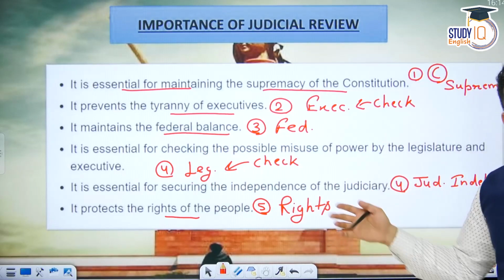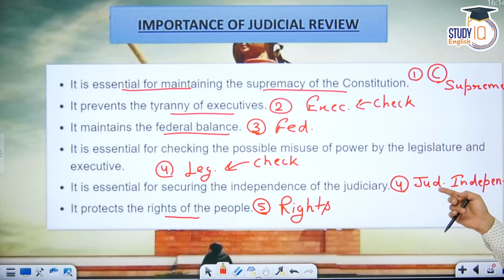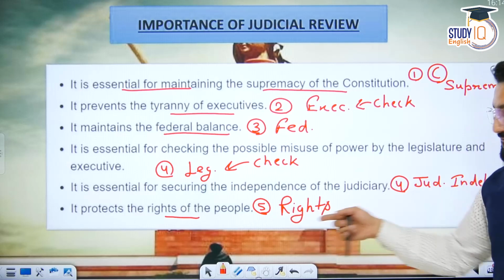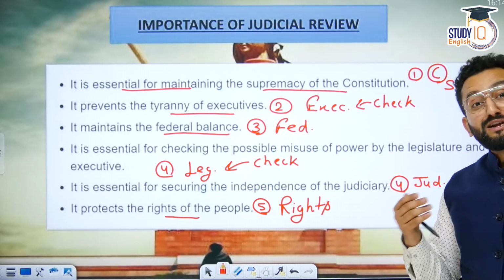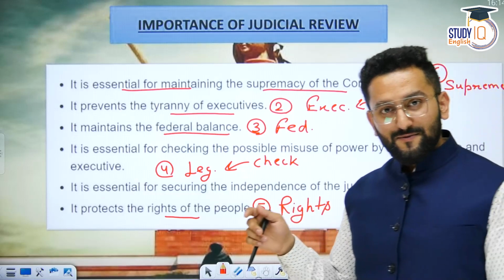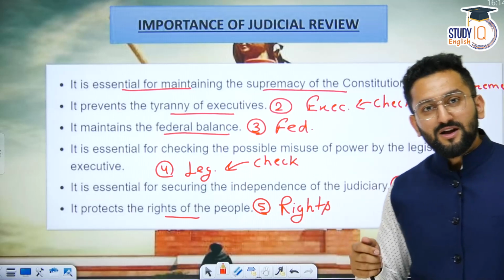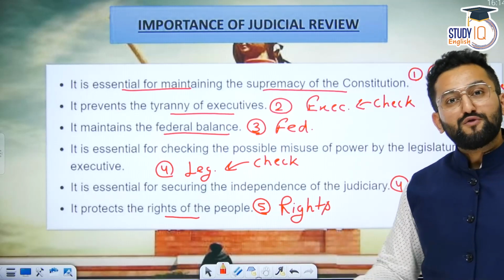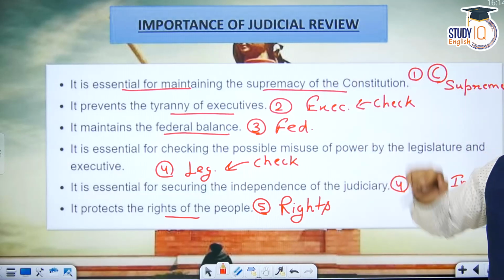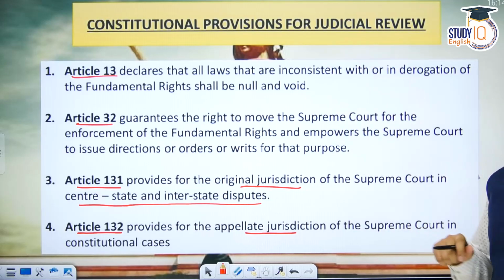Now, it is essential to keep a check on the legislature, as we discussed, for securing independence of judiciary, for example this NJAC case, and for protecting your rights. For example, Article 32, Article 226. Our High Court and Supreme Court can issue writs for protection of your rights, right? And they can also review any law which is taking away your fundamental rights. So these are the importance of judicial review. Clear?